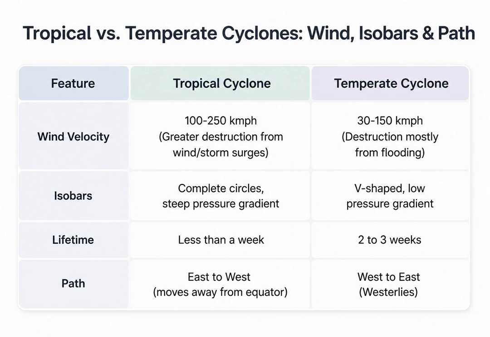If you look at a weather map, the isobars of a tropical cyclone are tight, complete circles, indicating a steep pressure gradient, while temperate isobars are V-shaped, with a gentler gradient. Tropical cyclones are short-lived, usually lasting less than a week, and travel east to west. Temperate cyclones can last up to 3 weeks and travel west to east, carried by the westerlies.